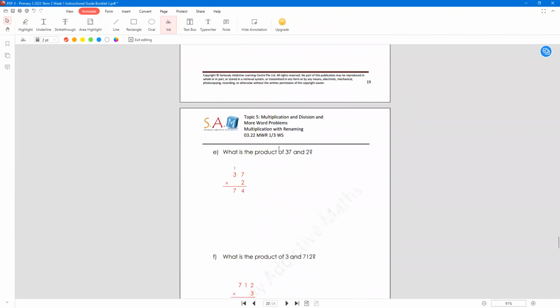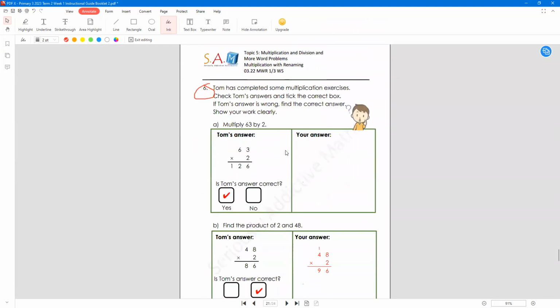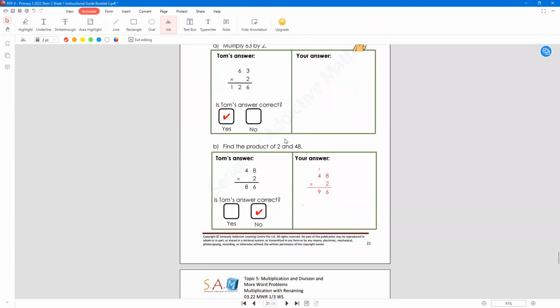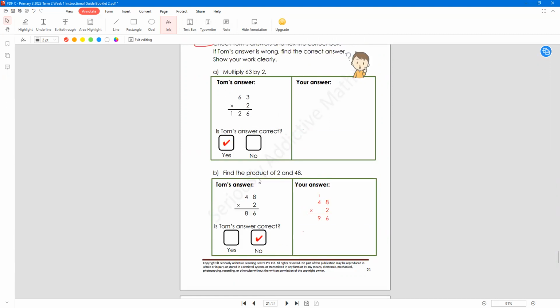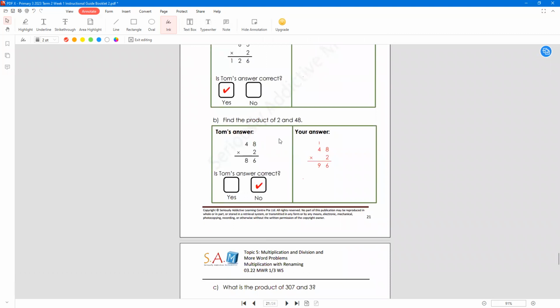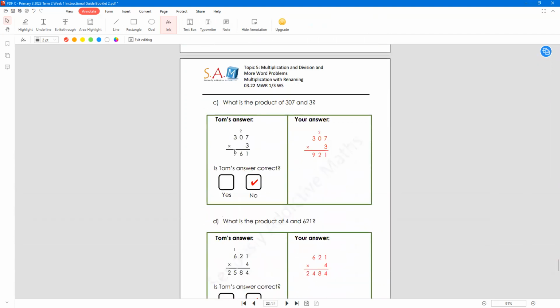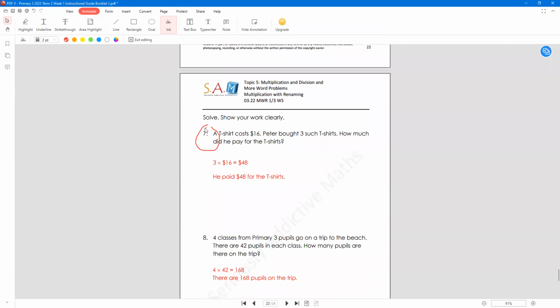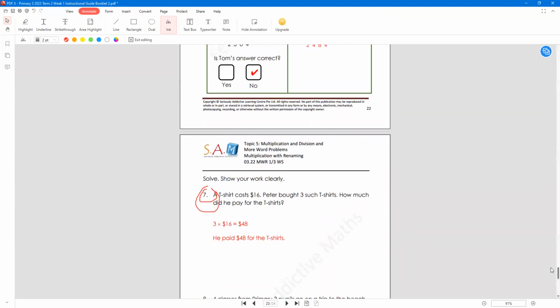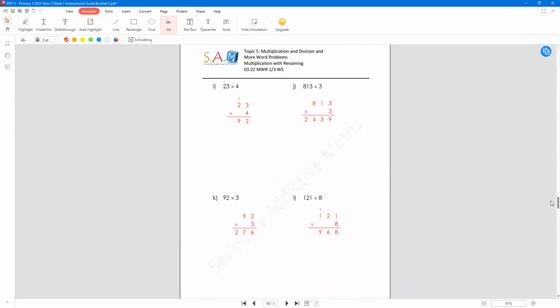And then one more. Okay, we can do question 6 with them, right? Which is quite fun because they get to understand why Tom is wrong. Okay, why Tom is wrong for finding the product of 2 and 48. Okay, he forgot to regroup. And then one word problem. Okay, so if they need more practice, let them practice a few more on those pages on top here.